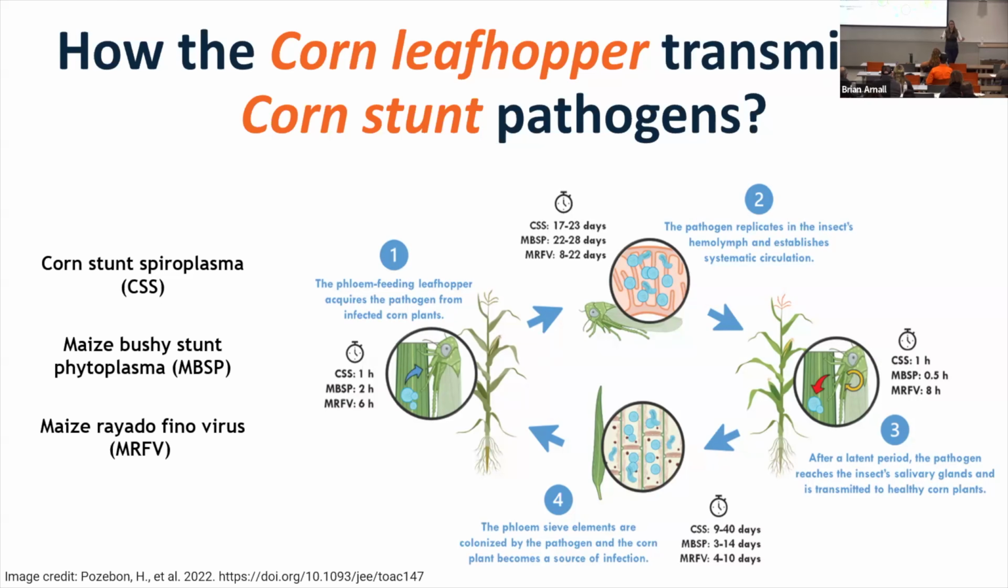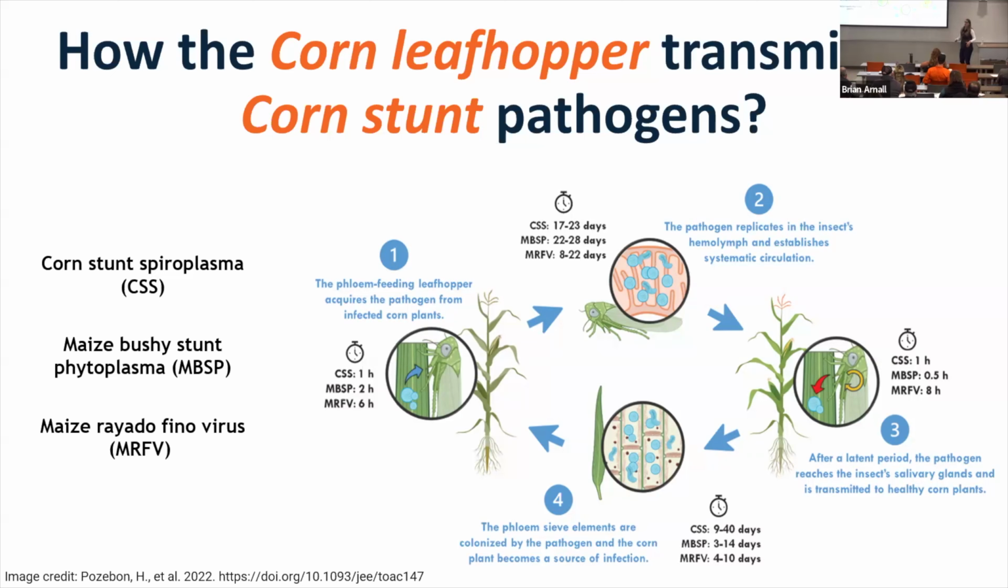But this leafhopper cannot transmit those pathogens right away to a healthy corn plant. It needs to replicate, and this takes around, here we have the days, 17 to 23 days for the spiroplasma, 22 to 28 days for the phytoplasma, and for the viruses around 8 to 22 days. So around 20 days, these pathogens need to be inside of the adult corn leafhopper, multiplying, before the insect can start to transmit to a healthy plant.